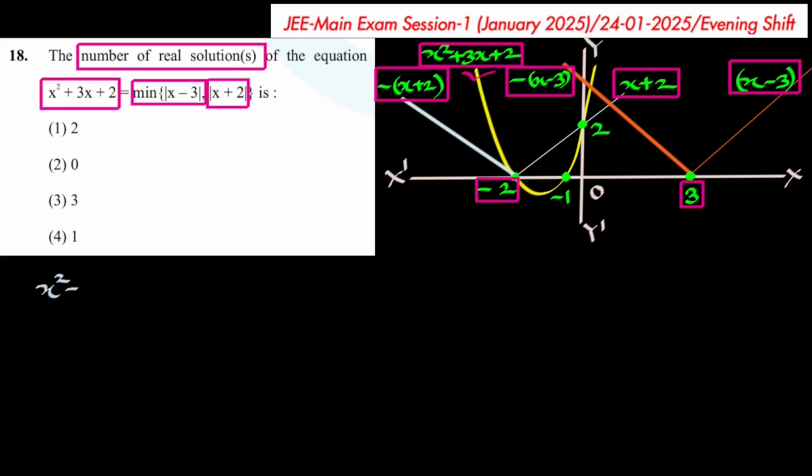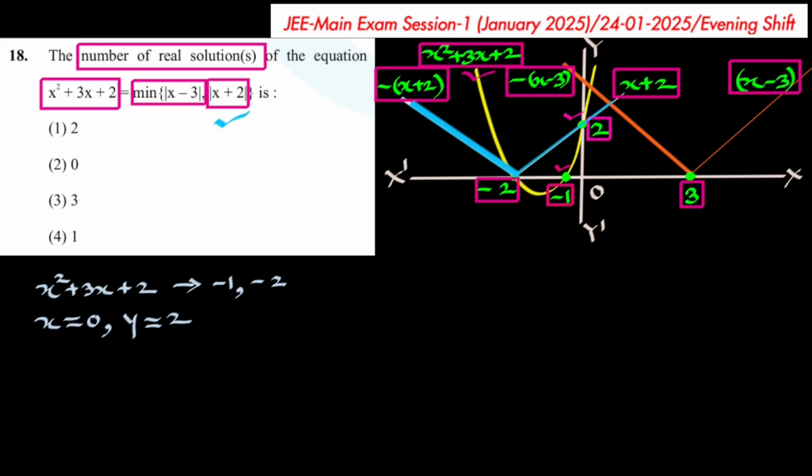Parabola x square plus 3x plus 2 has two zeros, minus 1 and minus 2. Minus 2 is already shown here. Another 0 is here, this point. And putting x equals 0, we get y equals 2, which is this point here, this one. Now the minimum of mod x minus 3 and mod x plus 2 is from here to here, and then from here to here, and then going up here.